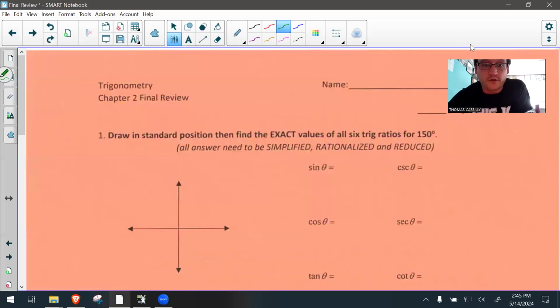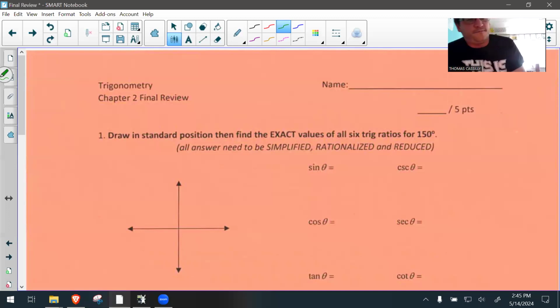All right, here we go. We're on to Unit 2, the trigonometry final exam review. This is going to be Chapter 2. I think this is the third page in our notes. They're nice and color-coded for us, too, so you can skip right to it.